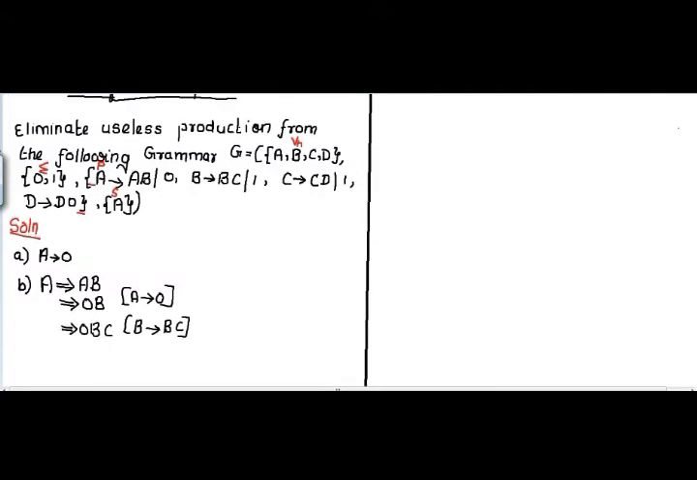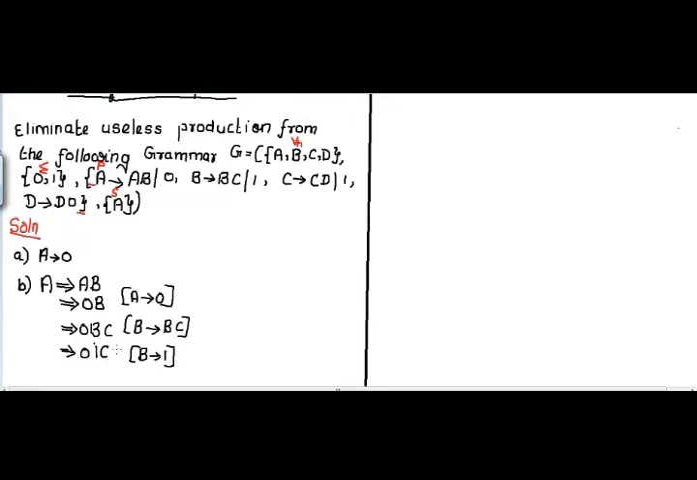For deriving, either we can use rightmost derivation or leftmost derivation. I am going from left to right, so I am using leftmost derivation. Instead of B, I am going to substitute the B production. I have two B productions: one is B tends to BC, another one is B tends to 1. Now I am going to substitute B tends to 1; anyone I can substitute. So now I got 0, 1C.